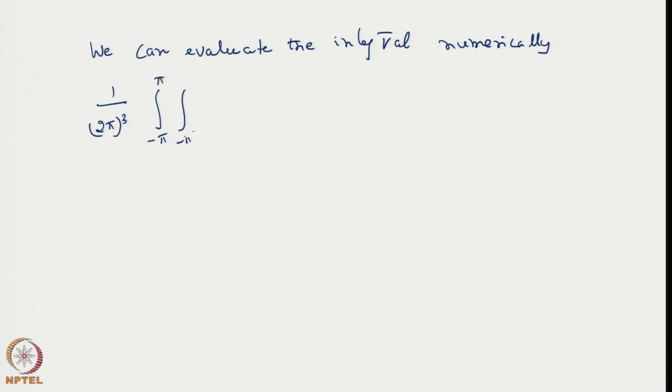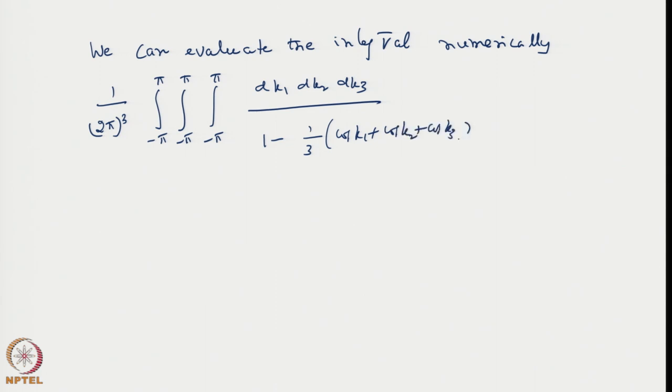Now, exact calculation is a matter of numerical detail. One can actually integrate these days this whole thing numerically, and we can actually evaluate the integral numerically. We know that it has no singularity now, so we can do it. So, the result turns out to be 1 by 2 pi cube, minus pi to pi, minus pi to pi, minus pi to pi dk1 dk2 dk3 divided by 1 third of cos k1 plus cos k2 plus cos k3. If you do this integral, it actually turns out to be 1.51639 and so on.